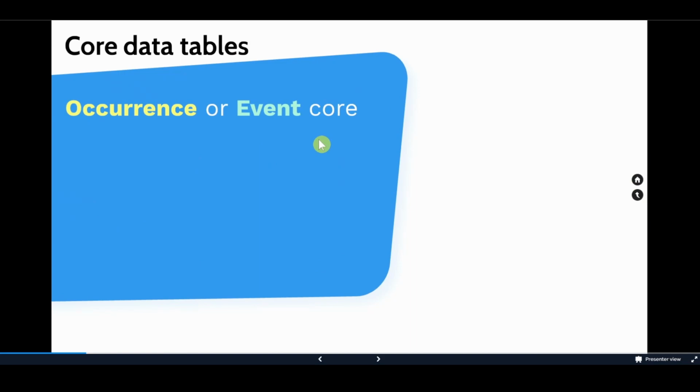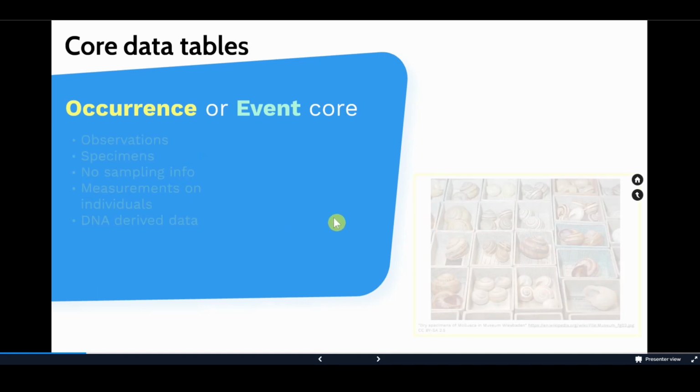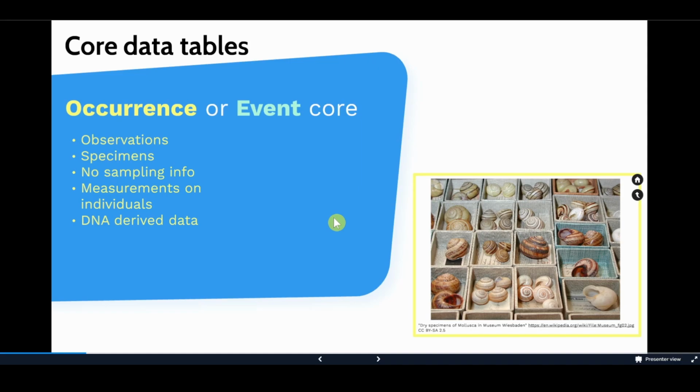I've already mentioned occurrence and event core, so how do you know which one to use? Well, occurrence core is used when you have only data on an observation or the specimen. You don't have any information on the sampling info or how a sample was taken, and any measurements that were taken are on an individual level, not at the whole sample level. Occurrence core is also used for DNA-derived data.